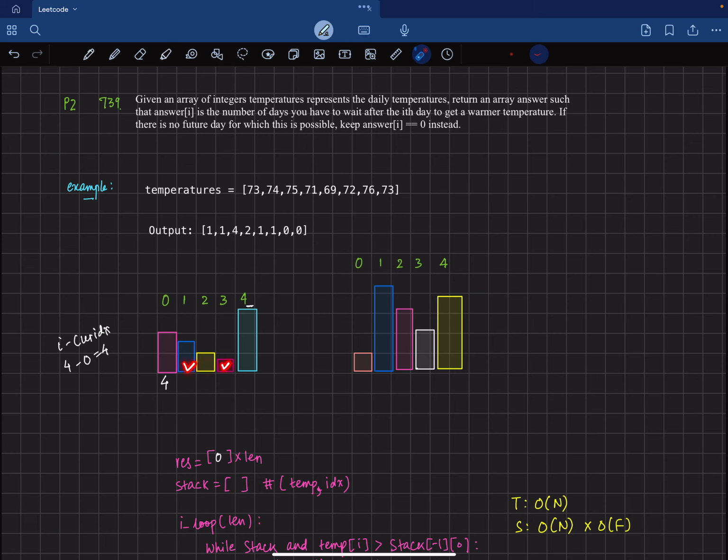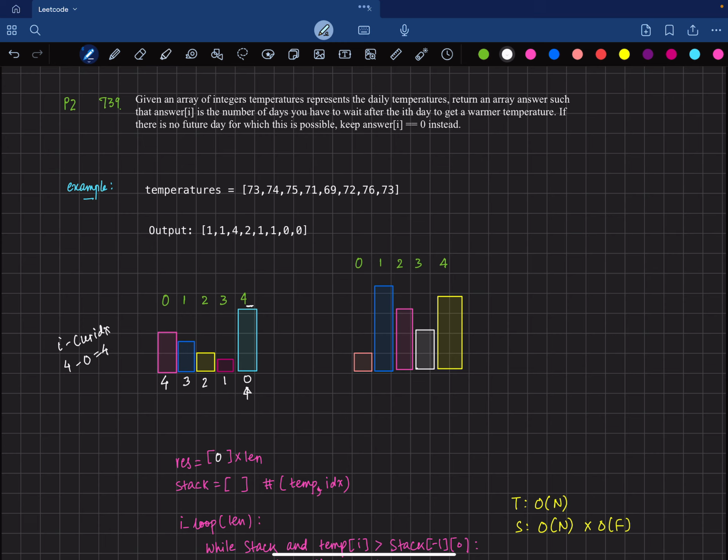Is this yellow greater than blue? No, it is not. Is this pink greater than blue? No, it is not. Is this blue greater than this deep blue? The answer is yes. So 4 minus 1, it should be 3, correct? Similarly, for this, it should be 2. For this, it should be 1. And for this, it should be 0.